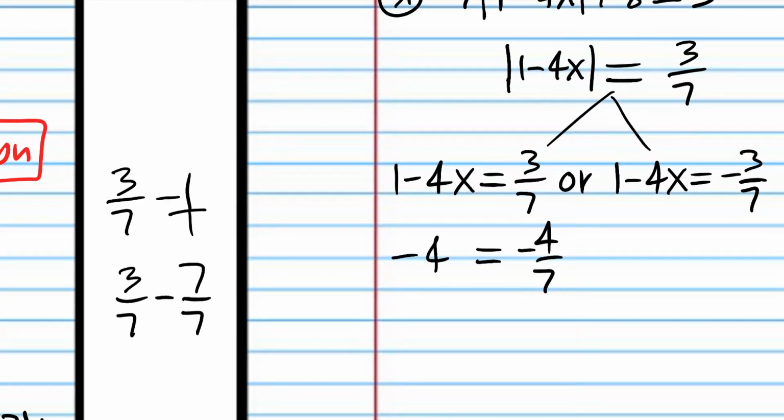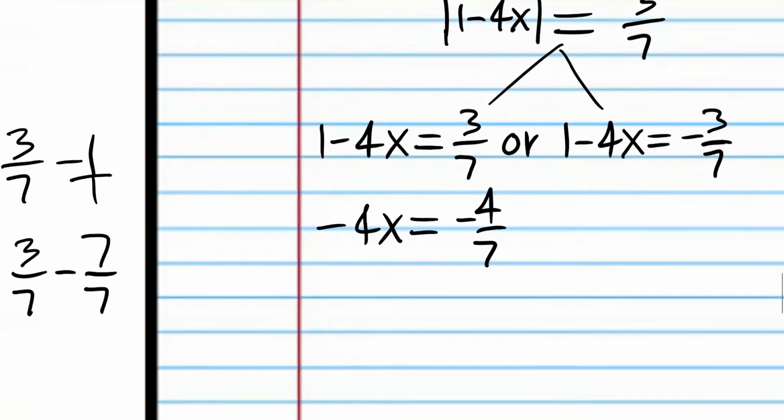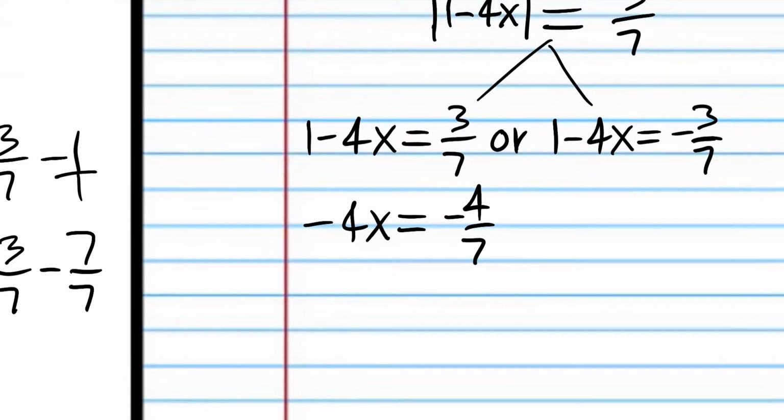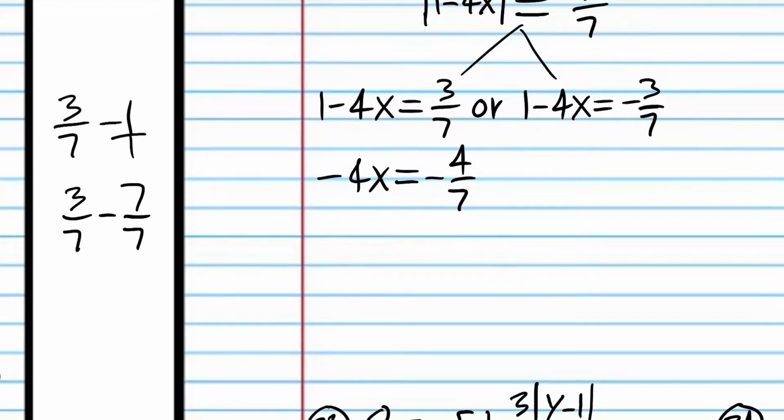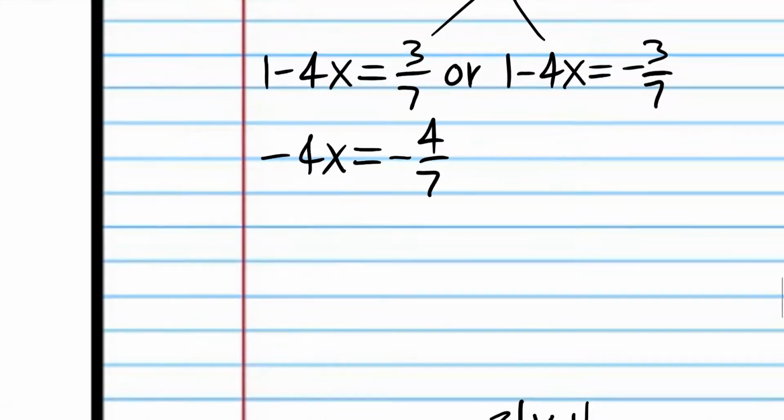So negative 4x is equal to negative 4/7. And again, that negative 4 stays with the x. We just got rid of the 1. We didn't get rid of the negative or the 4. Okay, so let me make that negative a little clearer. So now we're going to divide both sides by negative 4. This is another source of problems for students. Again, this is just basic arithmetic.